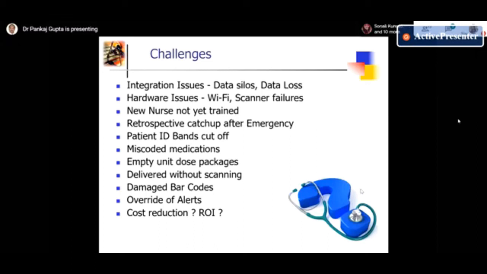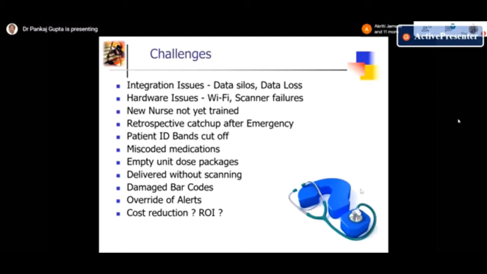New nurse not yet trained. This happens all the time. You have 35% attrition of nurses everywhere, and nurses have to be constantly trained on new systems. And if she's new to the system and she's not very well trained, you have a problem.